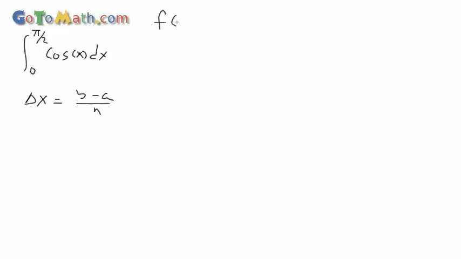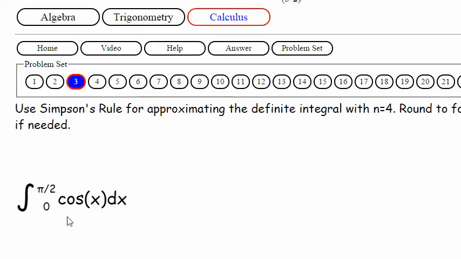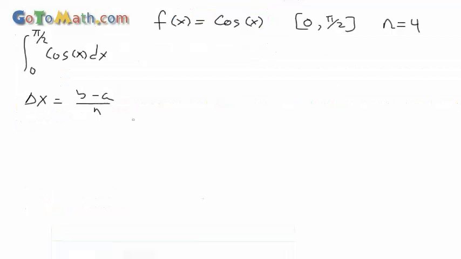And let me just go ahead and write this up here. F of x is equal to cosine x. We're on the interval between 0 and pi halves, and we're saying n is equal to 4. Okay, so delta x is going to be pi halves minus 0 over 4. So this becomes pi eighths.